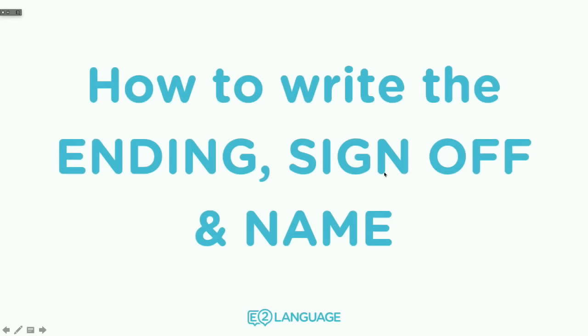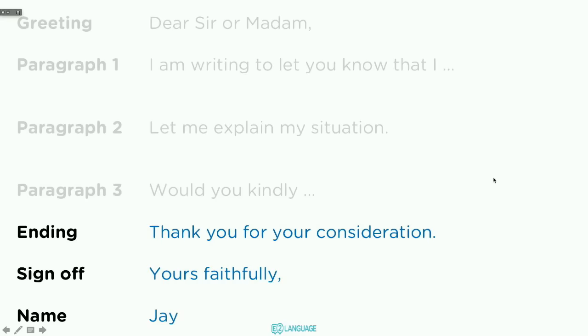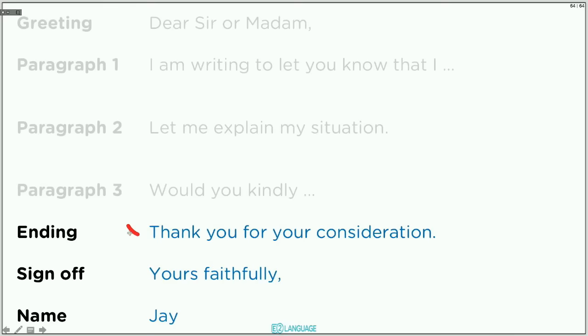Cool, all right, so we're up to the final part now. We've done the most difficult part. Now all we need to do is write the ending, sign off, and your name. That's it. And this is simple. We just memorize this. It's very straightforward. If you're requesting something, just memorize this word for word.